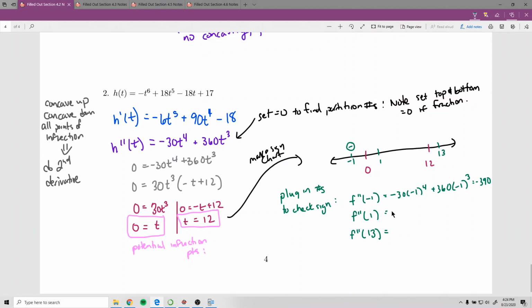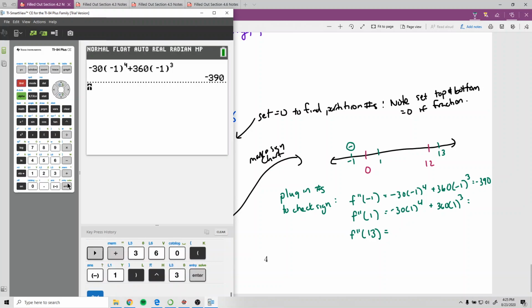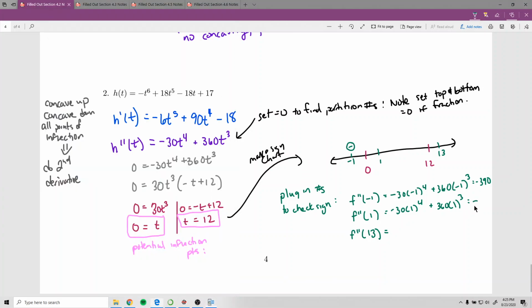Now we want to plug in 1. Don't need a negative sign for 1. And if we plug in 1, this one's not as bad to do by hand, but let's just go ahead and put it in the calculator real quick. Press second enter and get rid of these negative signs. We get 330. What's important about that is that it's positive.